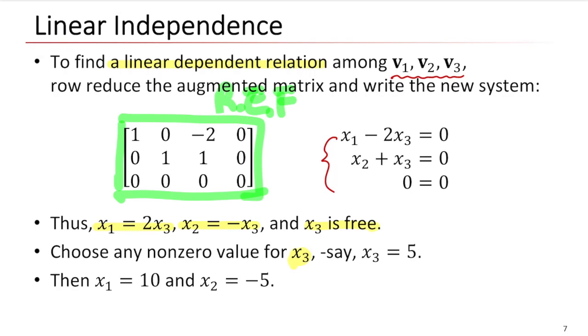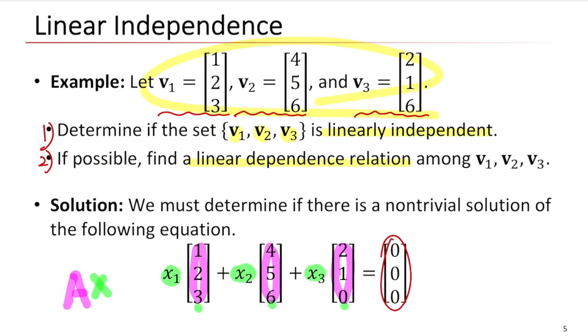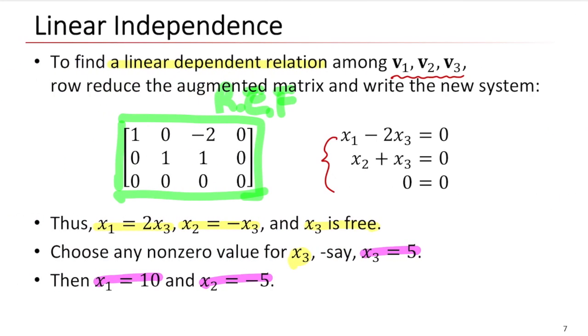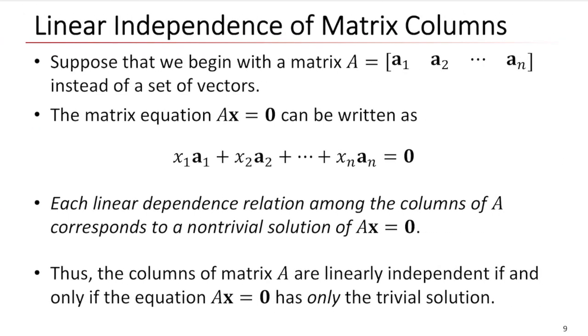As we vary the value of x3, we get infinitely many solutions for x1, x2 and x3. Let's say x3 is equal to 5, then x1 is equal to 10 and x2 is equal to negative 5. In this case, we can represent the vector equation something like this. So this is one possible linear dependence relationship among V1, V2 and V3. Of course, as we vary the free variable x3, we can find many linear dependence relationships of V1, V2 and V3, but this is one of them. So this is the concept of linear independence.